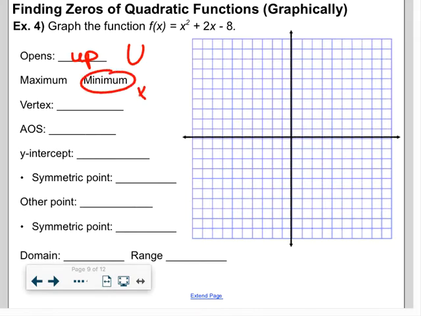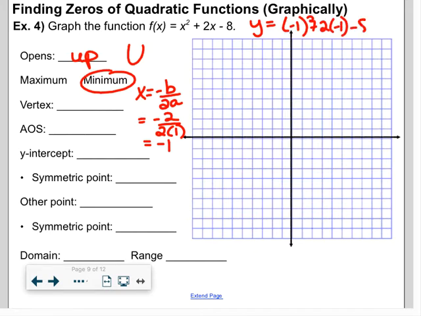To find the vertex, do you remember that was negative b over 2a? So that's negative 2 over 2 times 1. Negative 2 over 2 is negative 1. I'm going to go find the y value. So that's negative 1 squared plus 2 times negative 1 minus 8. So that's 1 minus 2 is negative 1, minus 8 is negative 9. So my vertex is negative 1, negative 9.